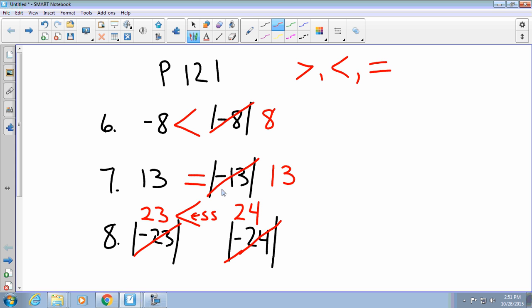Absolute value, go ahead and cross them off and put in what the number would be. And remember, we are not going to have any negative numbers for the absolute value. We have 8, 13, 23, and 24.